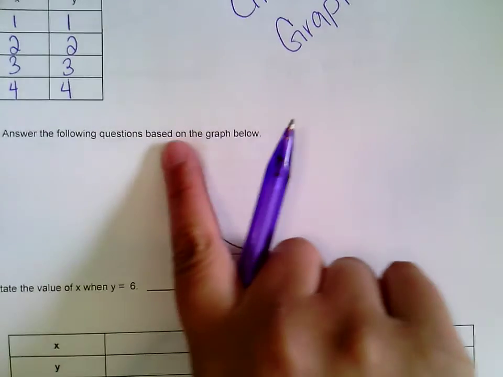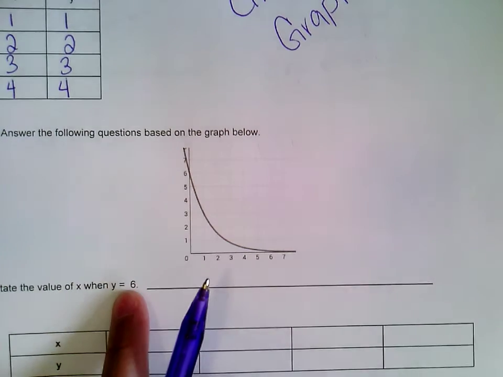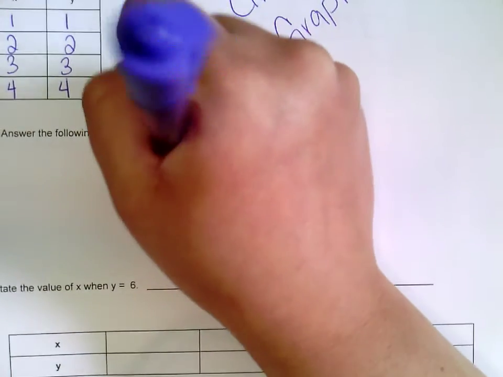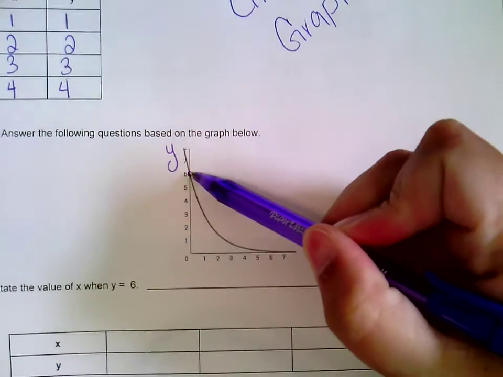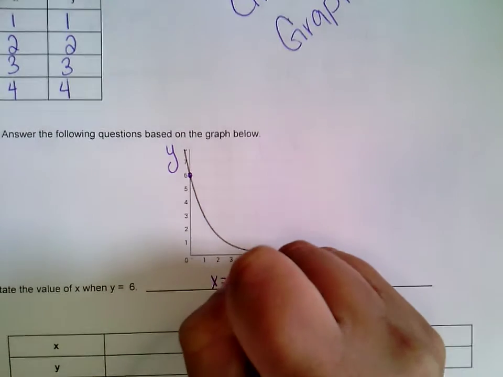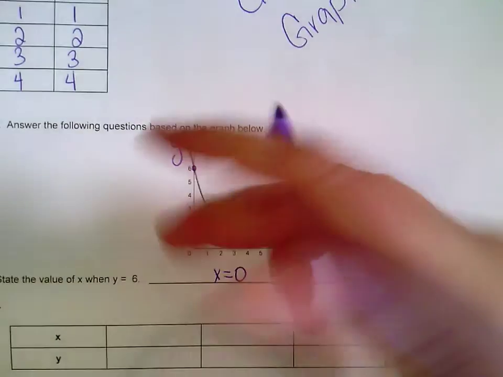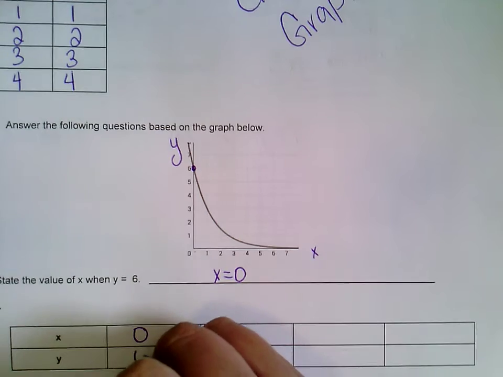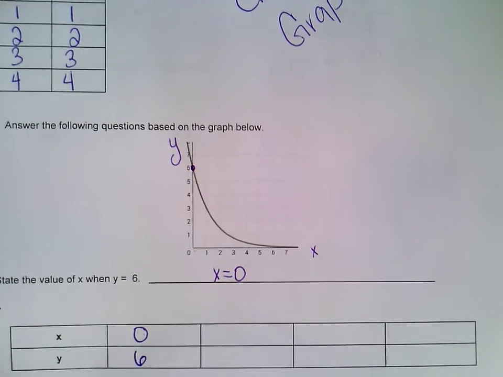All right, answer the following question based on the graph below. So it says, state the value of x when y is 6. So when my y, remember this is x and this is y. When y is 6, my x value is 0. So x equals 0. So what that question did, just gave us a point. When x is 0, y is 6. Remember, make sure you're putting this in the correct box. X is 0, y is 6.